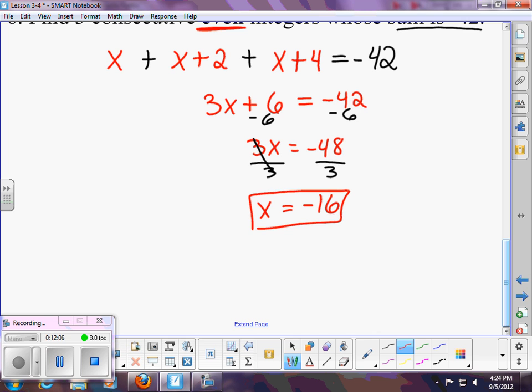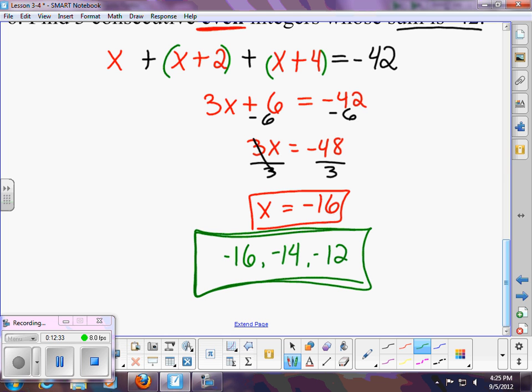And just again, like the previous problem, that's not our only answer. We were asked for 3 consecutive. So the first answer is negative 16. Then we take that number and add 2. Negative 16 plus 2 would be negative 14. And then taking that first answer, the negative 16, and adding 4, negative 16 plus 4 is negative 12. So 3 consecutive even integers that add up to be negative 42 are negative 16, negative 14, and negative 12.